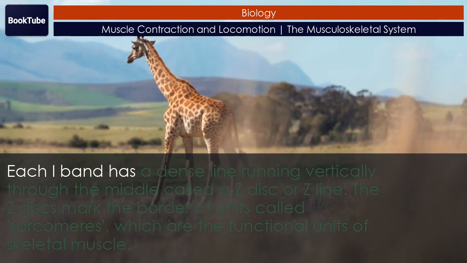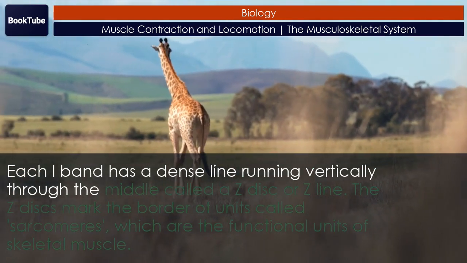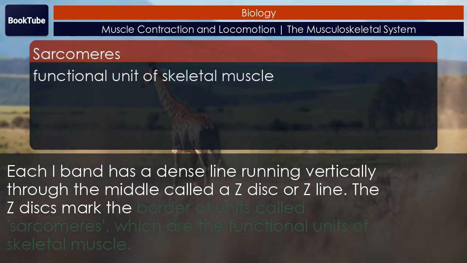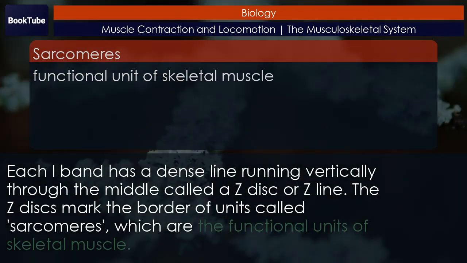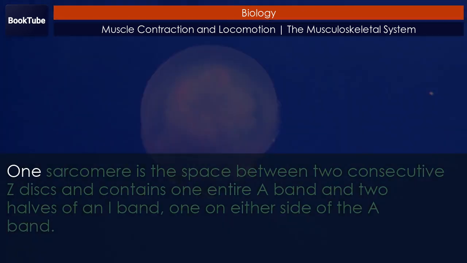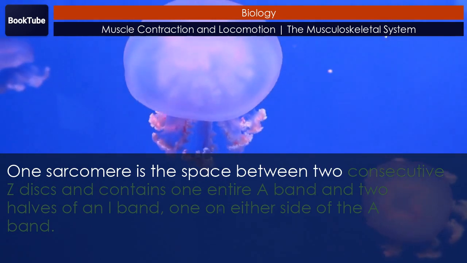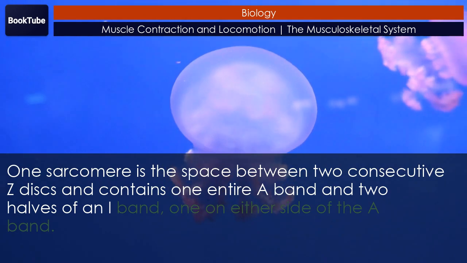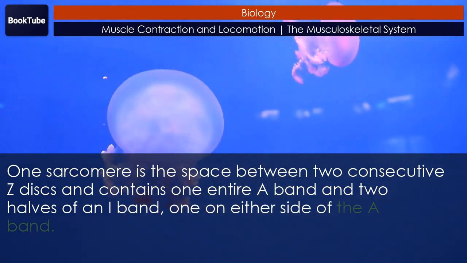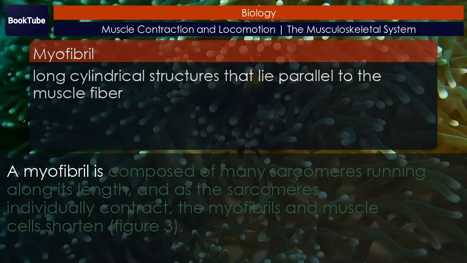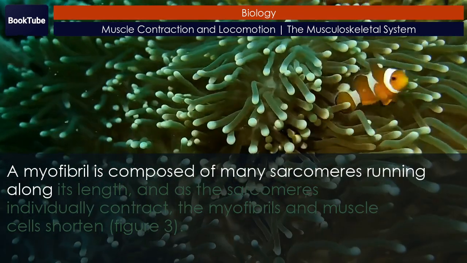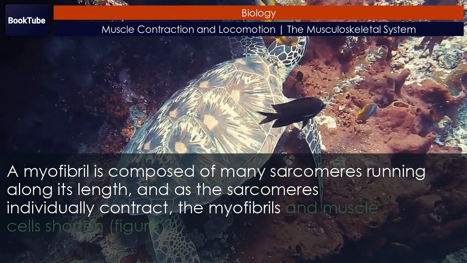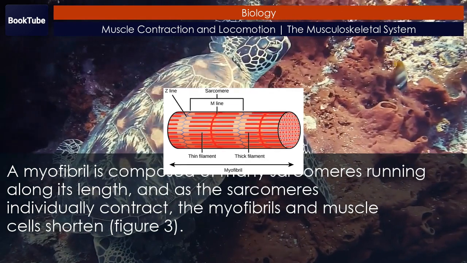Each I band has a dense line running vertically through the middle called a Z-disc or Z-line. The Z-discs mark the border of units called sarcomeres, which are the functional units of skeletal muscle. One sarcomere is the space between two consecutive Z-discs and contains one entire A band and two halves of an I band, one on either side of the A band. A myofibril is composed of many sarcomeres running along its length, and as the sarcomeres individually contract, the myofibrils and muscle cells shorten. Figure 3.